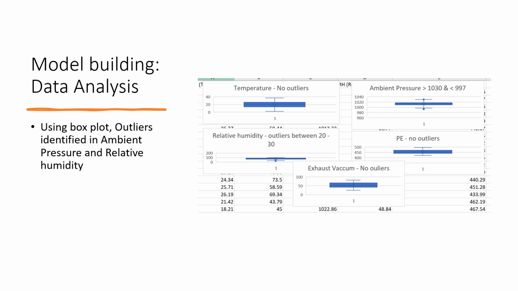Using box plots, I identified outliers in ambient pressure and relative humidity. In relative humidity, the outliers lie between 20 and 30, and in ambient pressure, the outliers are either greater than 1030 or less than 997.